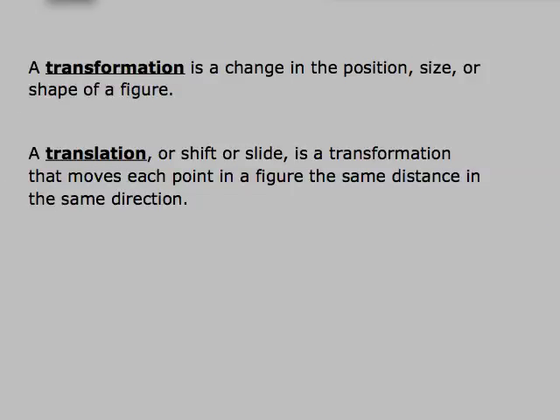So a transformation is simply a change in the position, size, or shape of a figure. We're transforming it into something different. Just like the Transformers, they transform from a car into a robot, or from a robot into a jet fighter. And a translation is a specific kind of transformation. We also call them shifts or slides. So a translation or a shift or a slide is a transformation that moves each point in a figure the same distance in the same direction. It doesn't change the shape of it, just moves all of their locations.